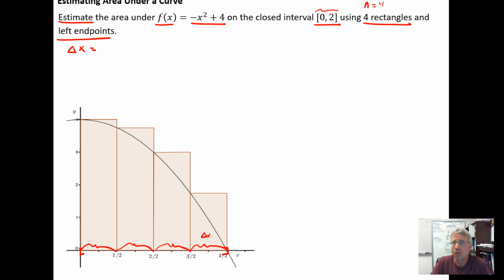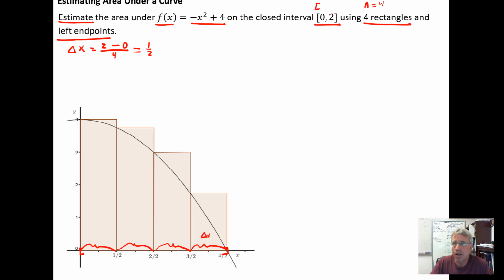So to find the width of each individual rectangle, all you do is take the right endpoint or the right bound of your closed interval, you subtract your left bound of the closed interval to get the length of the total line segment you're working with on the x-axis, and then you divide by the number of rectangles that you want. So in this case, I want 4 rectangles. So I do 2 minus 0 is 2. The length of the line segment is 2. And I want to divide that length of 2 into 4 pieces to get 4 rectangles. So this simplifies to a half.